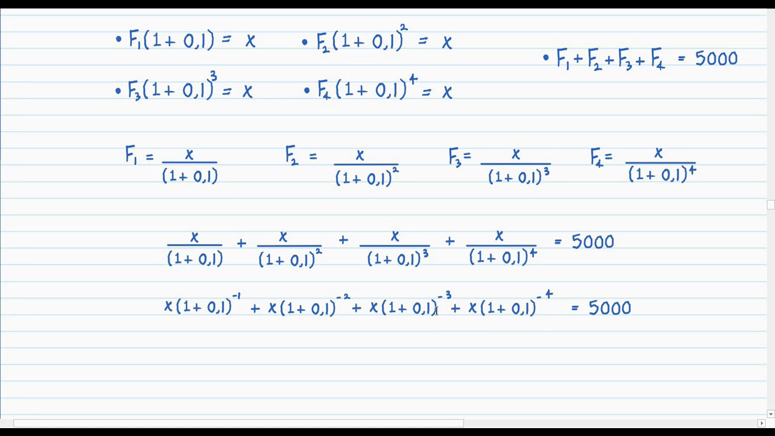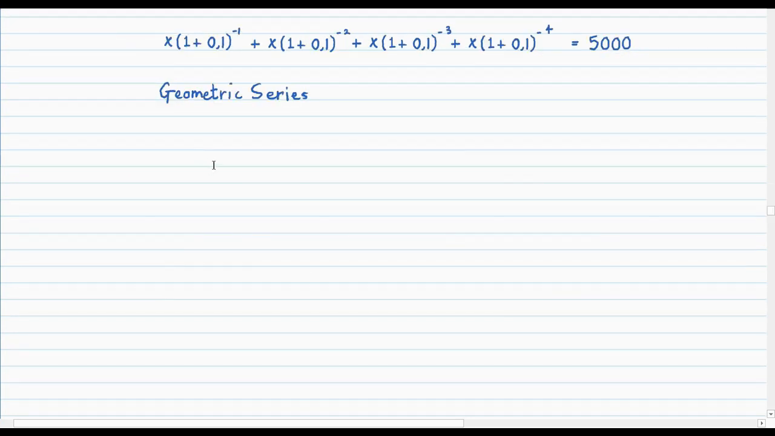Therefore, these terms together would all represent the terms of a geometric sequence, and since you're adding them up, this is a geometric series. And this time the first term is x times 1 plus 0,1 to the power negative 1, and the constant ratio r would be 1 plus 0,1 to the power negative 1, which is roughly 0,909, meaning a value less than 1. And there's 4 terms in total, so n equals 4.